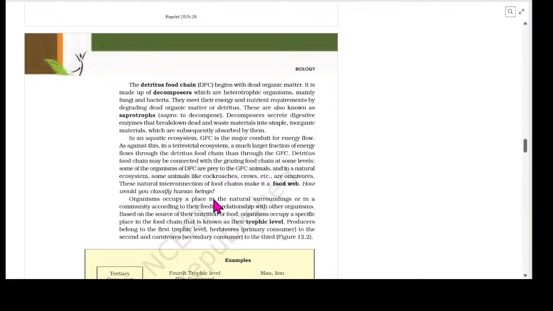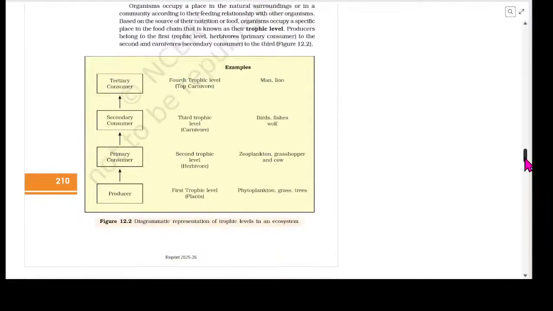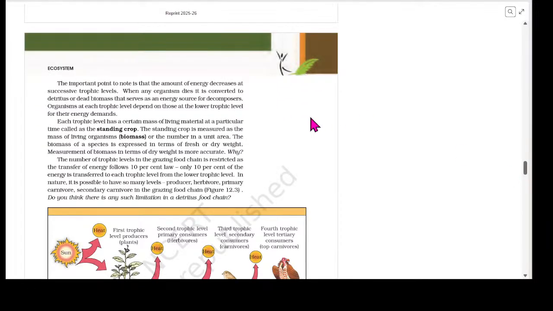Organisms occupy a place in the natural surroundings or in a community according to their feeding relationship with other organisms. Based on the source of their nutrition or food, organisms occupy a specific place in the food chain that is known as trophic level. Producers belong to the first trophic level, herbivores are primary consumers to the second, and carnivores to the third, being secondary consumers. The important point to note is that the amount of energy decreases at successive trophic levels.